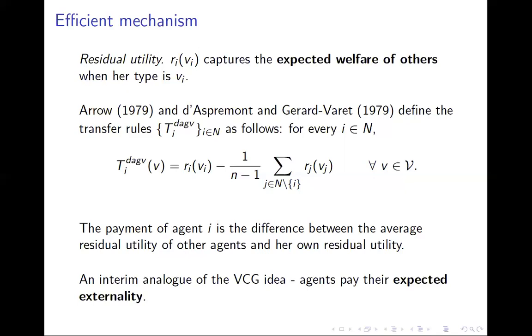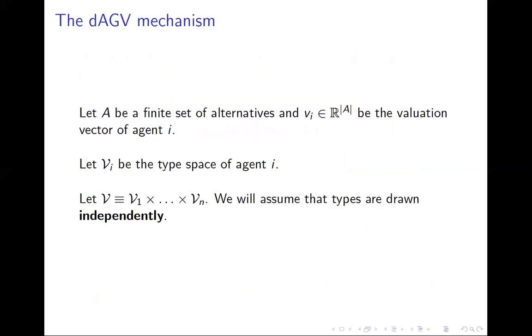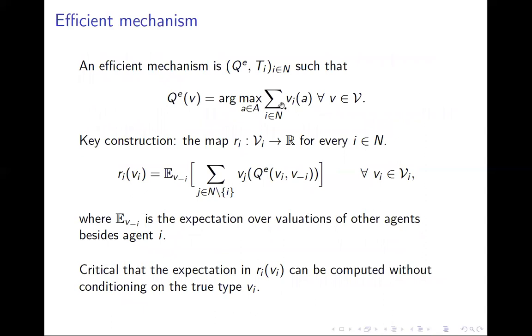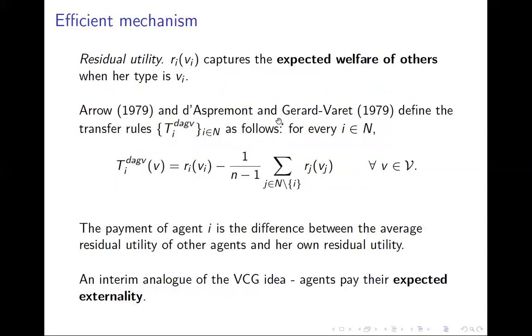So we have already satisfied efficiency because we are allocating the object, choosing an allocation which maximizes the sum of values. Our payments are chosen in a manner so that it's budget balanced. So it's kind of an interim analog of the VCG idea that agents pay their expected externality to others. This is the expected welfare that agent I thinks that others will get when he participates, the average of the expected welfare that others are thinking, and so the difference is what you pay.